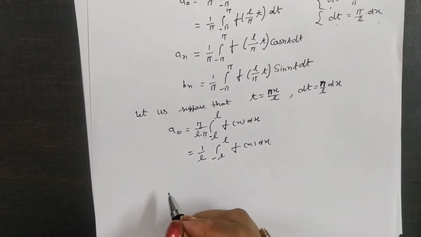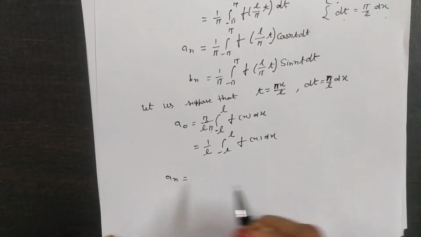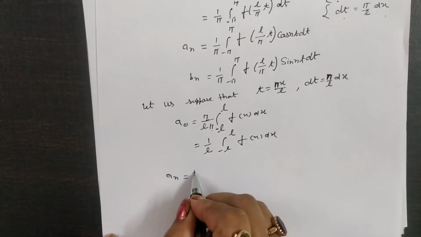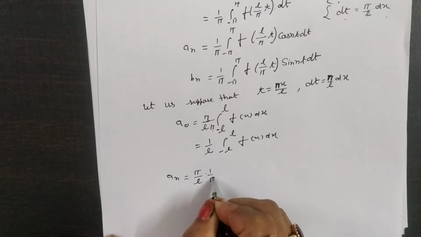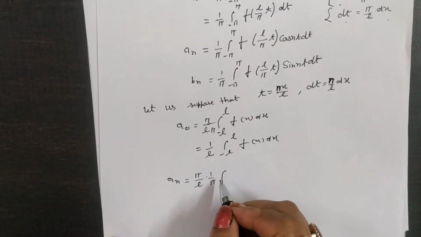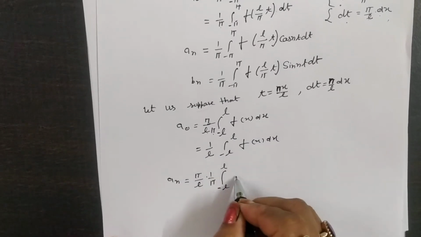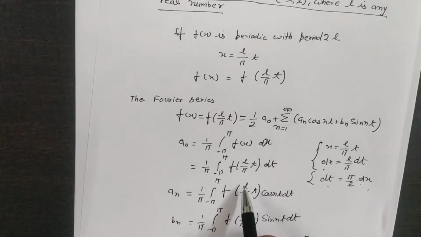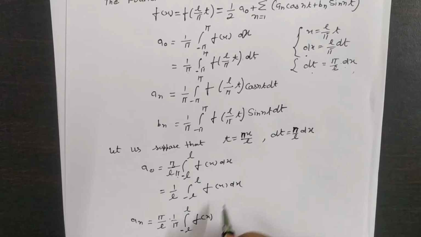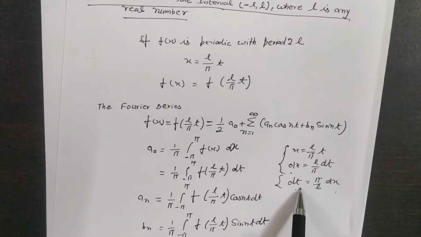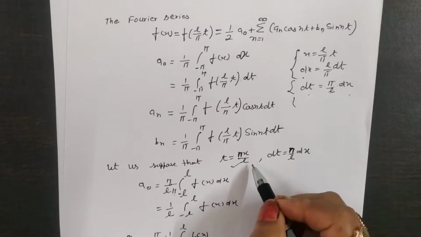And similarly, if you go for the an, it is also substituting. Here is also pi by L, and here again is 1 by pi, minus pi to pi, the range becomes minus L to L. The function is f of x, so substituting here, f of x cos nt, and t becomes pi x by L.